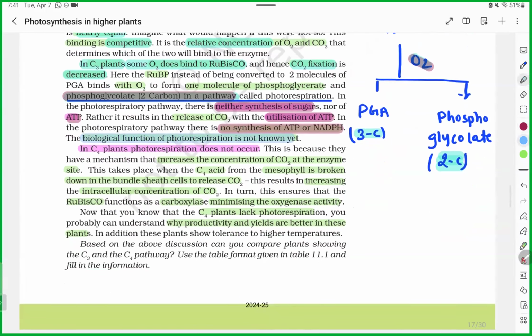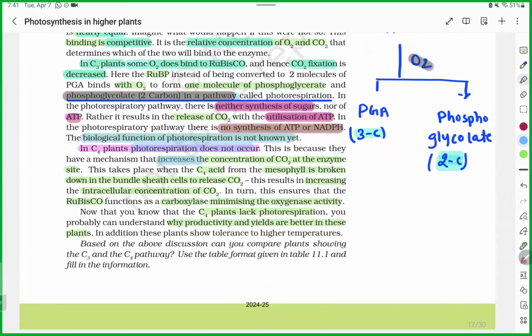In case of a C4 plant, the same process does not occur. Why? Because a C4 plant has a mechanism that increases the CO2 concentration at the enzyme site. This means in a C4 plant more CO2 is available to Rubisco, because inside the bundle sheath cell more CO2 is produced. More CO2 means Rubisco will bind only to CO2, not oxygen.